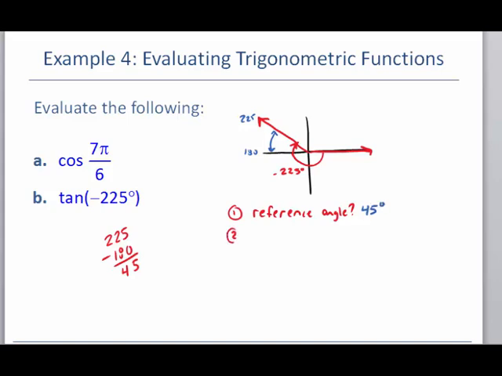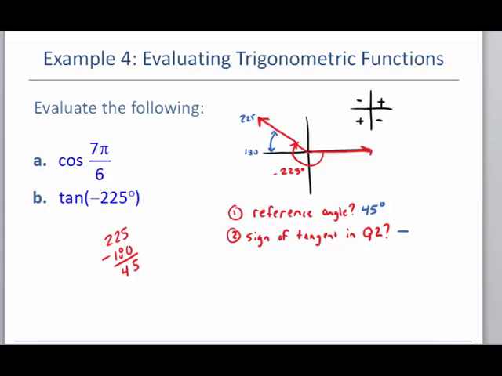We also need to know what is the sign of tangent in quadrant 2. And so for that, we go back and we look at our chart for tangent. Remember, our chart for tangent looks like this. And so in quadrant 2, it's supposed to be negative. So we know that our final answer will have a negative on it.